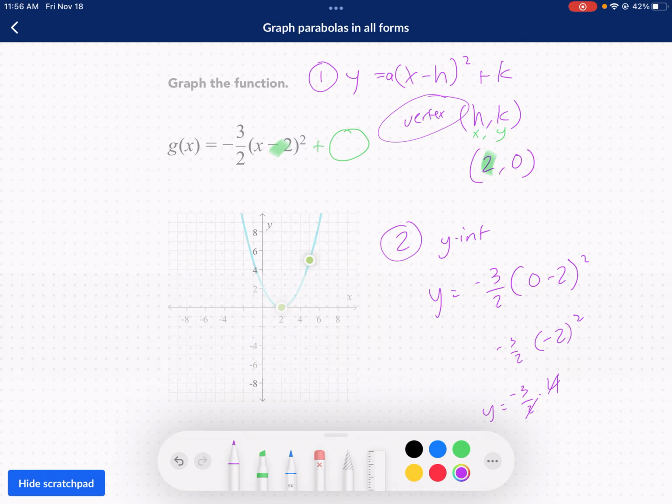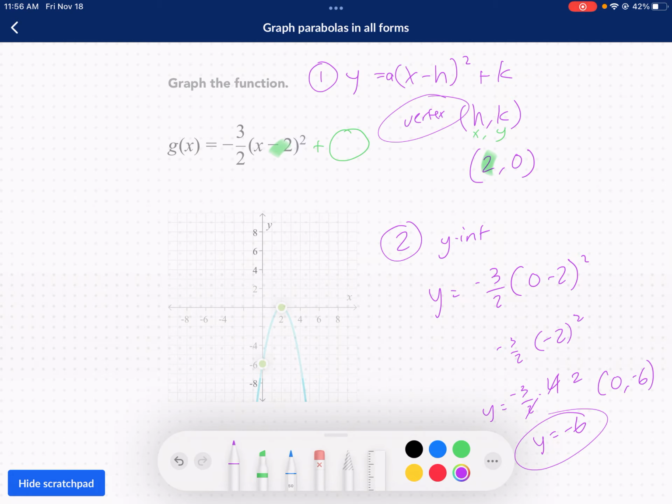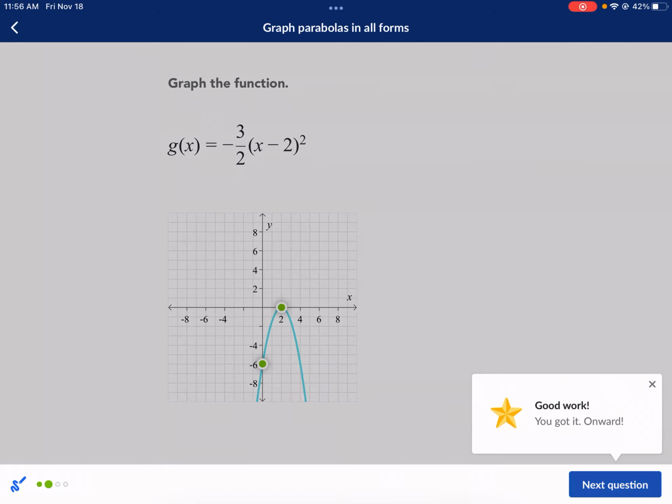And what I do is I cancel out the 4 with the 2, leaving us 2, and we get y equals negative 6 for my y-intercept. That just means 0, negative 6 is another point I can graph here. And this makes sense because I had an a value that was negative, so that means it's going to open down. Wait, no. Sorry. 2, 0 is my vertex. 0, negative 6 is my y-intercept. 2 points is all I need. There we go.